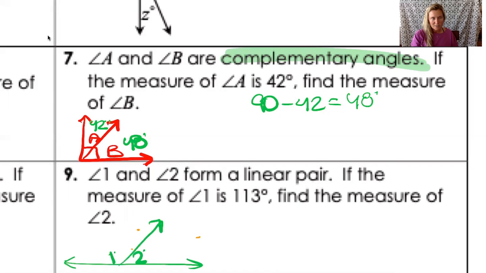Two angles that are adjacent and supplementary and form a straight line. You told me everything I need to know about this. Perfect. So they're adjacent, which means they're next to each other, and they're supplementary, and they form a straight line. So together they're going to equal 180. And we know that the measure of angle 1 is 113, so I can subtract that out.